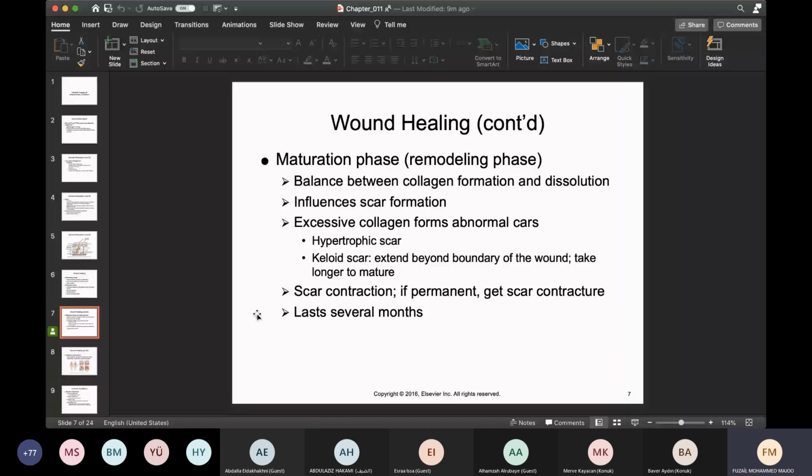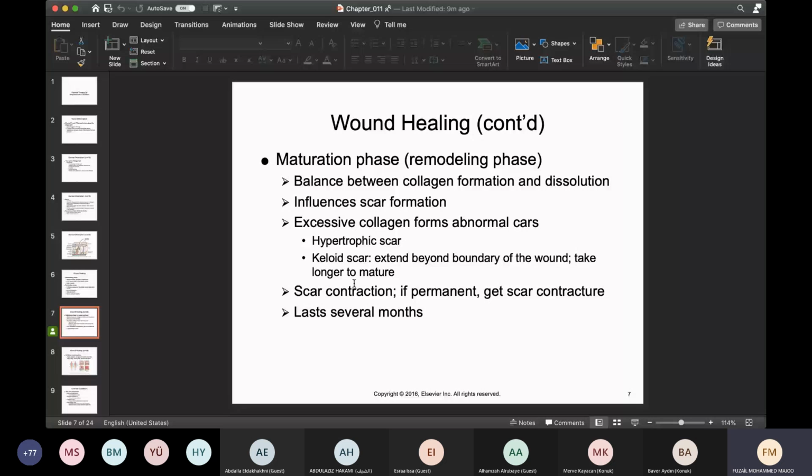Now, during the maturation phase, in terms of therapies, you continue what you do, but you can be a little bit more aggressive at this point. During this remodeling phase, as it's called, there's a balance between collagen formation and how much collagen is being dissolved as well. How well this goes is what's going to influence the scar formation. When too much collagen forms, this is what leads to abnormal or larger than normal scars.